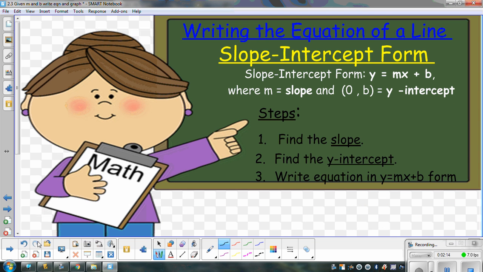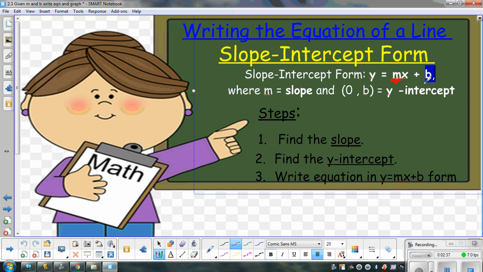So here's the basic notes that we need to write. When we're writing the equation of a line, it's going to be in slope-intercept form. Remind yourself in your notes that slope-intercept form means y equals mx plus b, where m is the slope and b is your y-intercept. All we're doing today is finding the slope and the y-intercept. Once we find those two, super easy to write the equation.